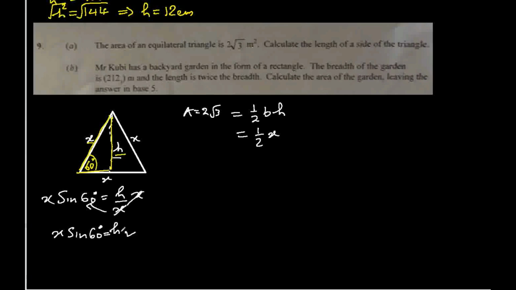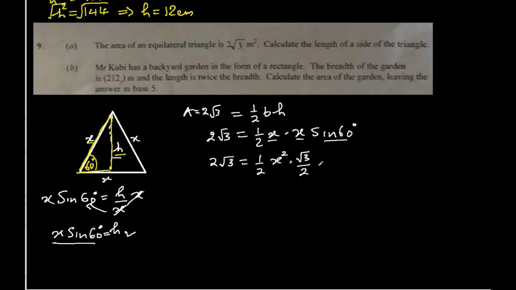That's how I got this one. So we got the height also. So we'll use it here. X sine 60, that is the height, and it was 2 square root 3. So let's try to simplify this. Equal to 1 over 2 x square, x times x, and sine 60 value is square root 3 over 2.